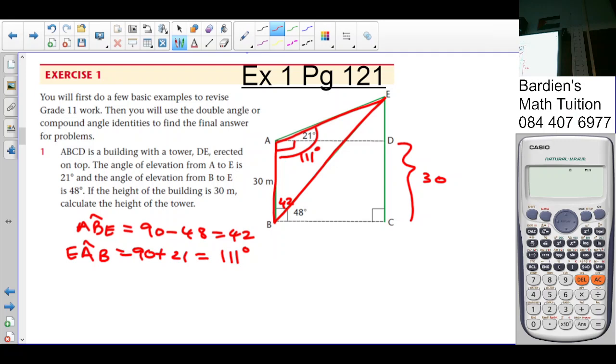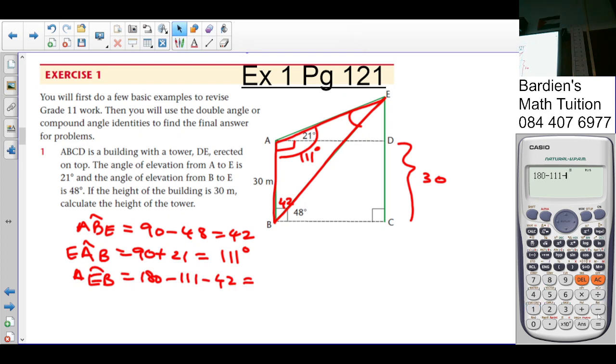So with that information, I can go sine of E over AB, in other words. But then in that case I need to calculate that angle E. So AEB is equal to 180 minus 111 minus 42. This is going with the sum of angles in a triangle. So it's 180 minus 111 minus 42, which is 27 degrees.